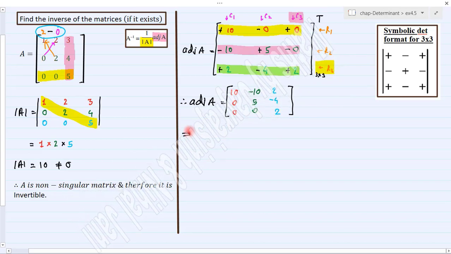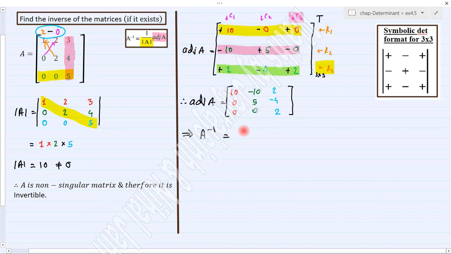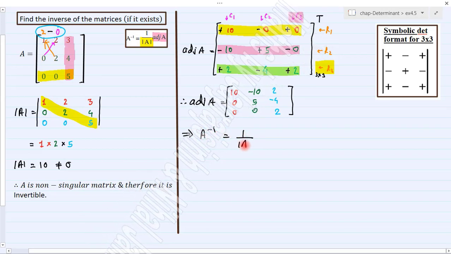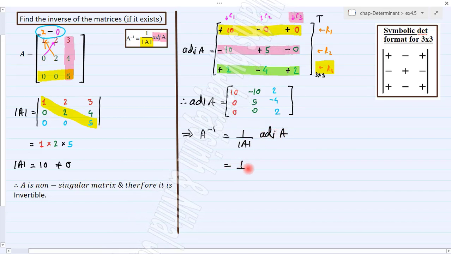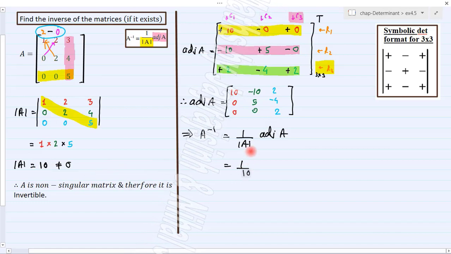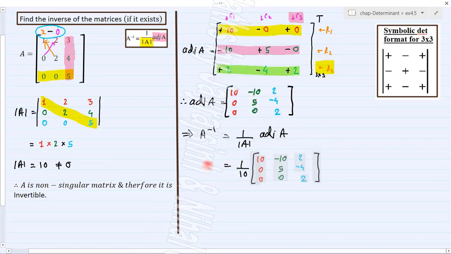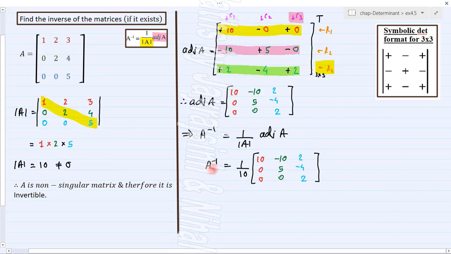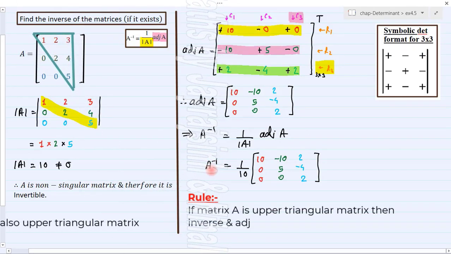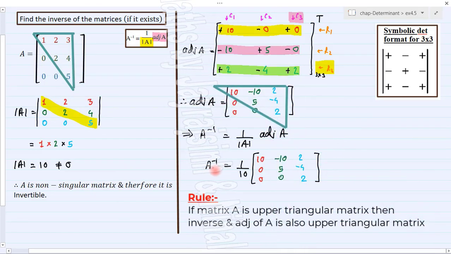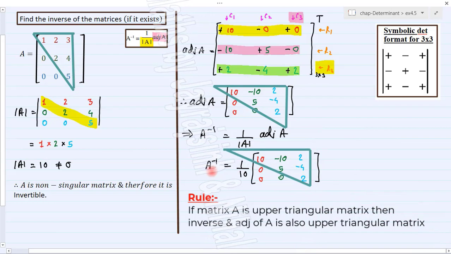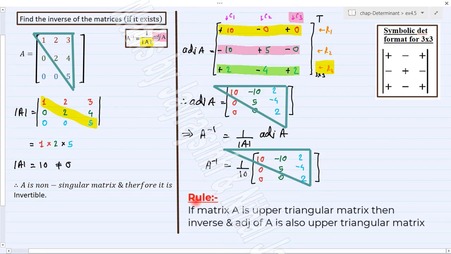So we get our adjoint of A, and we are ready to find out inverse of A, which is nothing but 1 upon determinant of A into adjoint of A. So let's get your determinant of A and adjoint of A. So we get our inverse of matrix A. Here you should notice that your matrix A is upper triangular matrix and your adjoint of A as well as inverse of A is also upper triangular matrix. Use this information smartly to save your time. Ta-da!